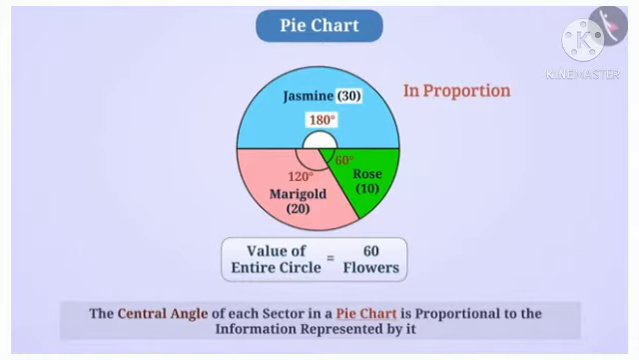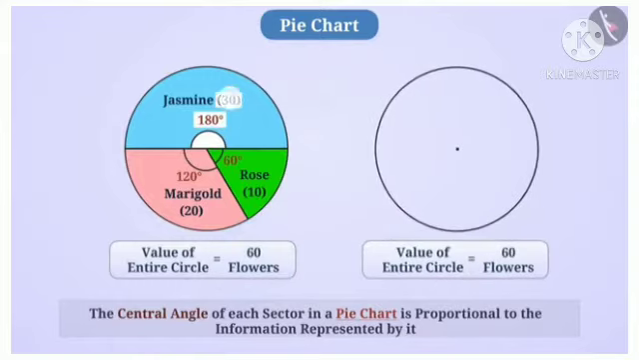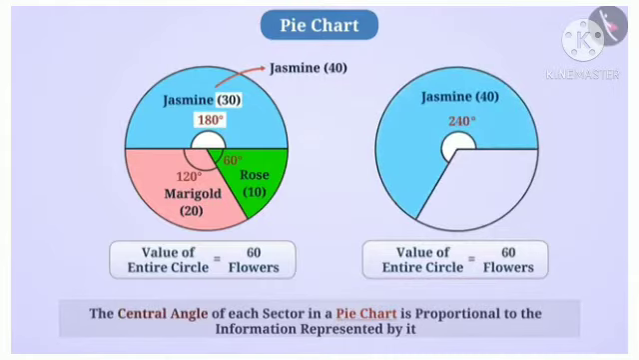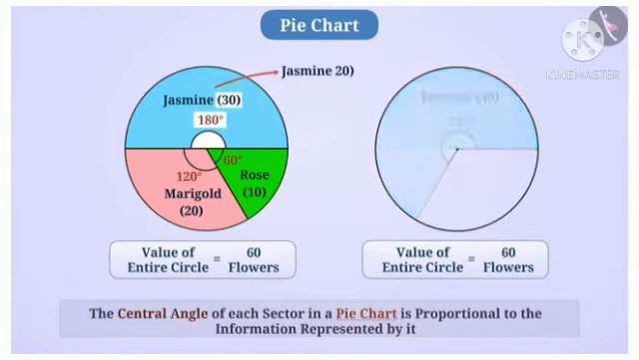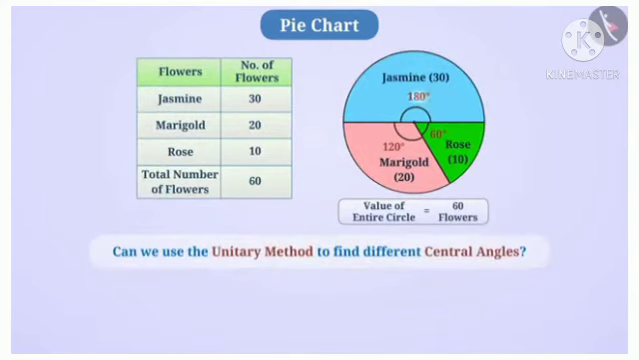In this way, the total number is fixed, and if the number of jasmine flowers increases, then the size of the corresponding sector will also increase. Or conversely, if the number of jasmine flowers is less, then the size of the corresponding sector will also decrease. Just think, can we use the unitary method to find different central angles?